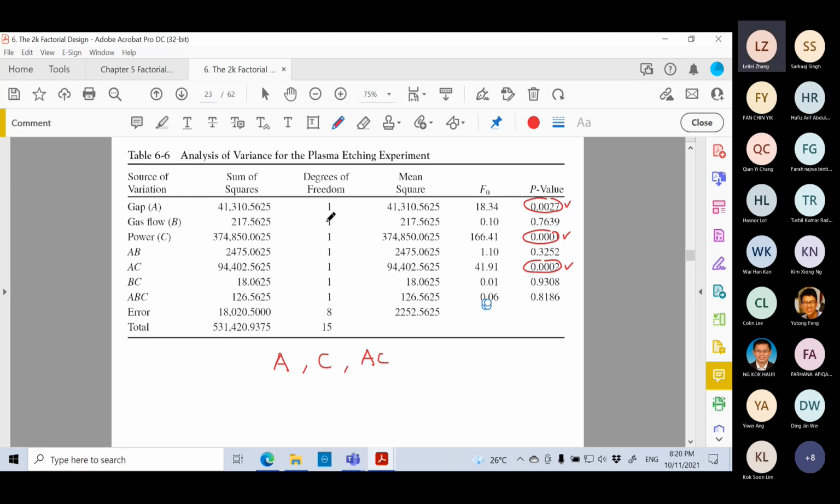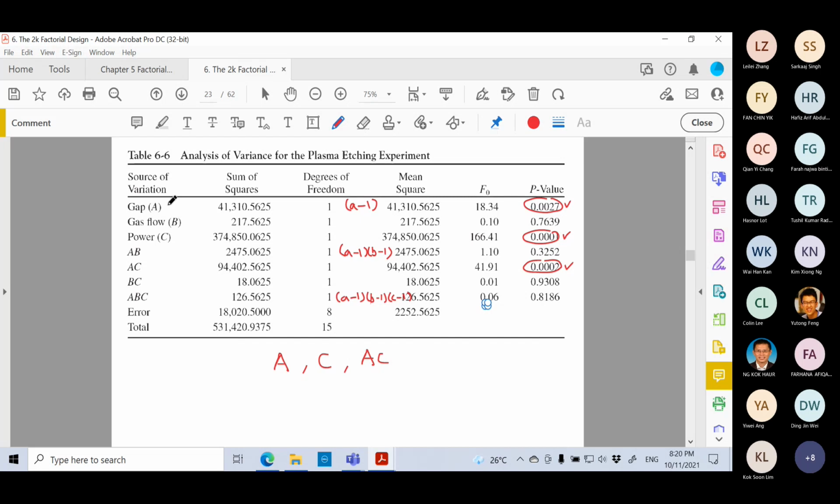So the degrees of freedom are all 1, because as you know, the degree of freedom for factor A is equal to a minus 1, and for factors B and C it is the same. For AB it will be equal to (a minus 1)(b minus 1). Because all of them have two levels, you get the answer 1. For factor ABC, you get (a minus 1)(b minus 1)(c minus 1), so the degree of freedom is still 1. The total degree of freedom is 15, minus the rest, and you get the error degree of freedom 8.